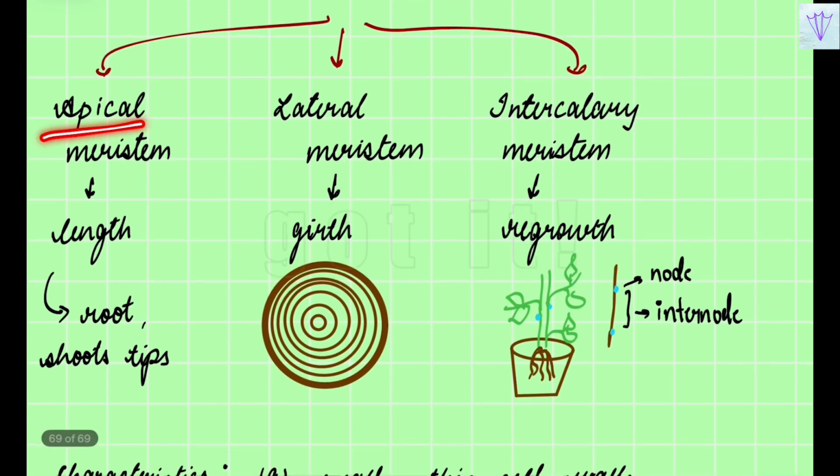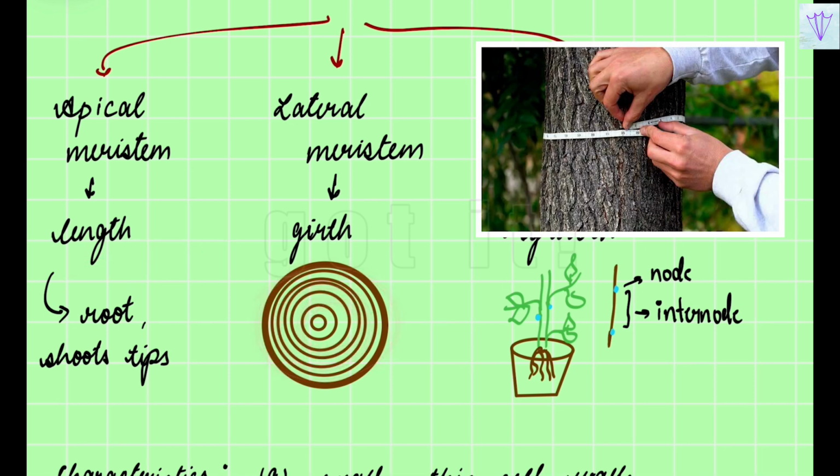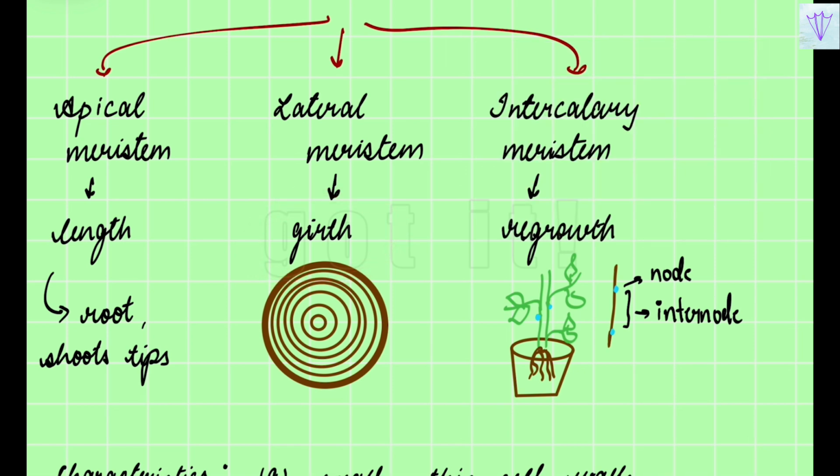The apical meristem will be primarily present in the root and the shoot tips. That is where the growth will happen lengthwise. Girth is how thick the trunk will become, and that will happen with the help of the lateral meristems.